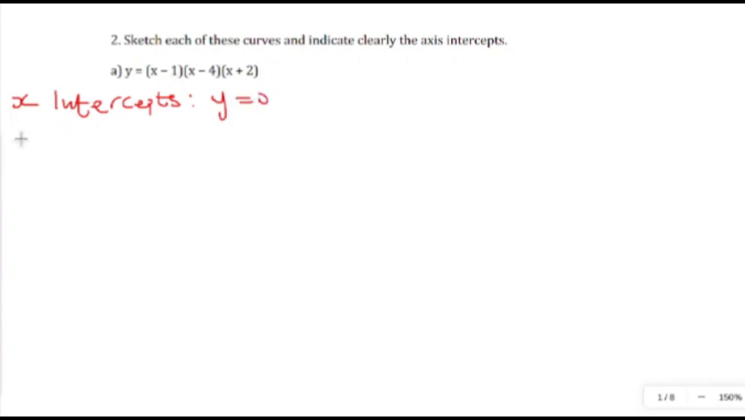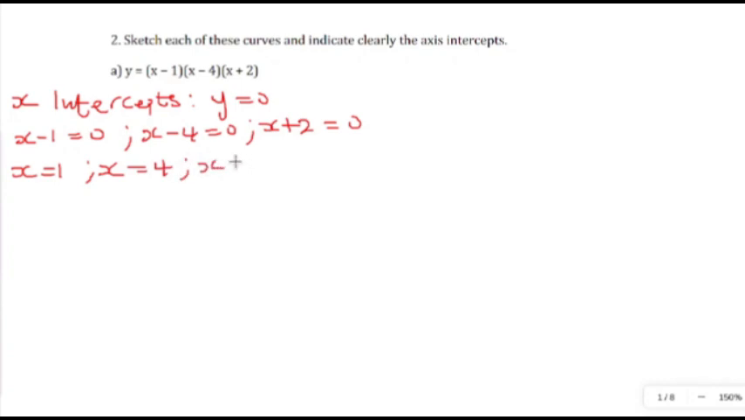This implies that the x-intercepts will be x minus 1 equals 0, x minus 4 equals 0, and x plus 2 equals 0. So finally x equals 1. Then the other one will be x equals 4. Then we have x equals minus 2. So these are the points where this cubic graph will cross the x-axis.